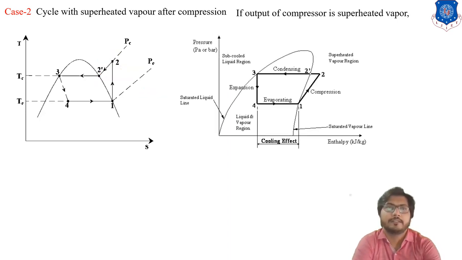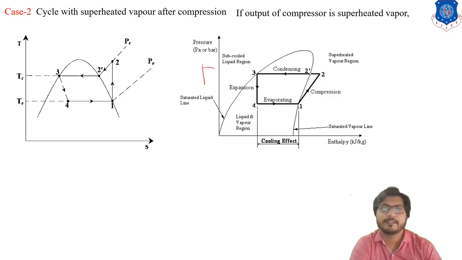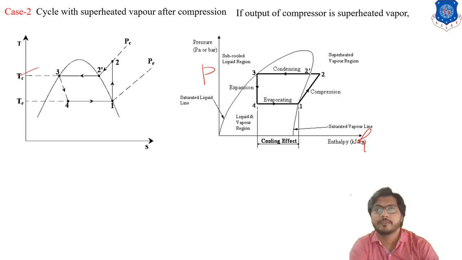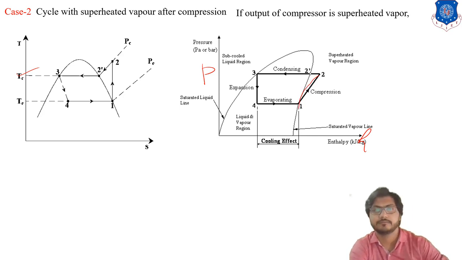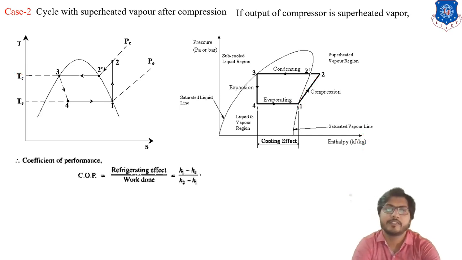Similarly, for the pH chart, this is our pressure and this is our enthalpy, and this is our TS diagram. So this is our slightly curved line, from 1 to 2. The COP remains the same, but the calculation of enthalpy changes.